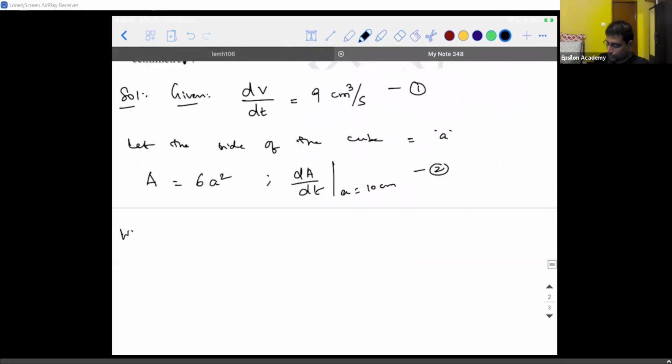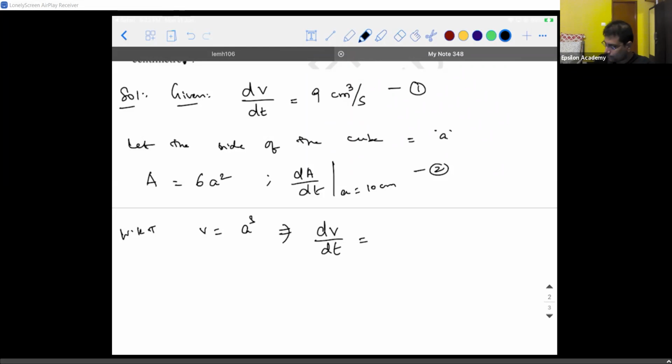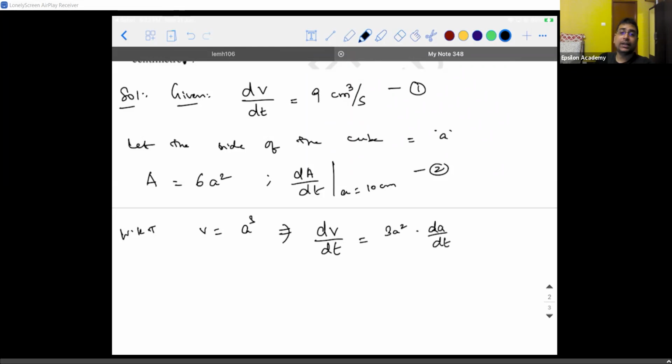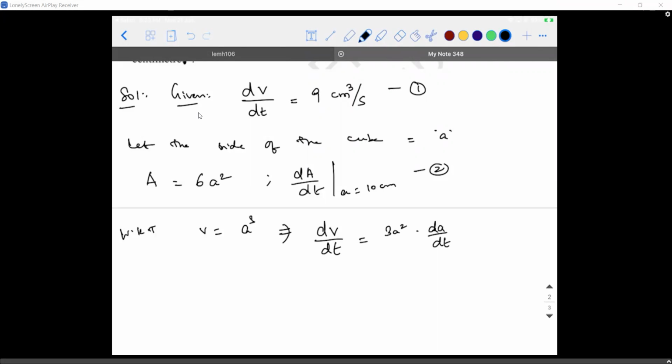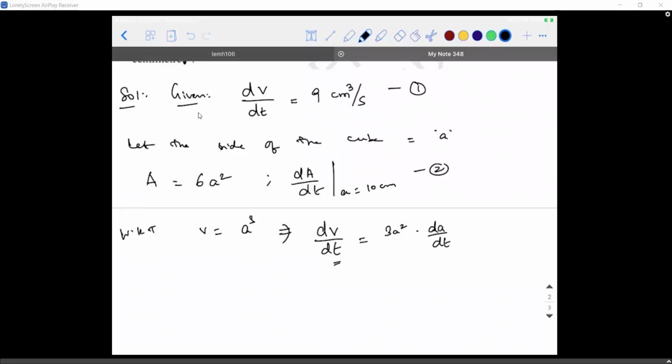So we know that volume of the cube is a cube, which implies dV by dt is equal to how much? You guys tell me. 3a square. That's it. 3a square into dA by dt. Very good. Huh? Rohan? Chain rule. I differentiated with respect to time, no? Yes, sir. Okay, sir. I understood.